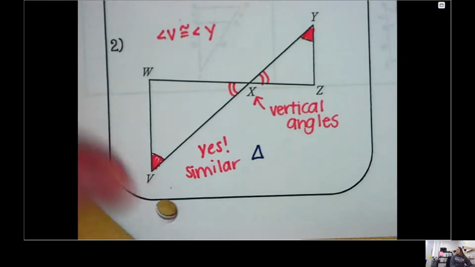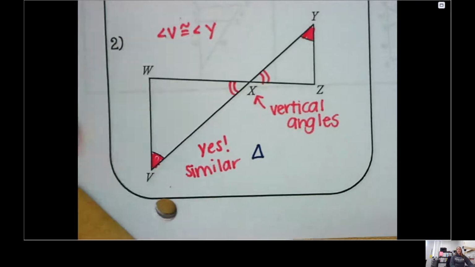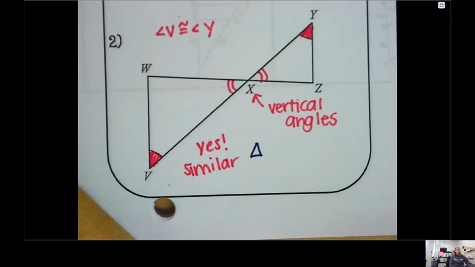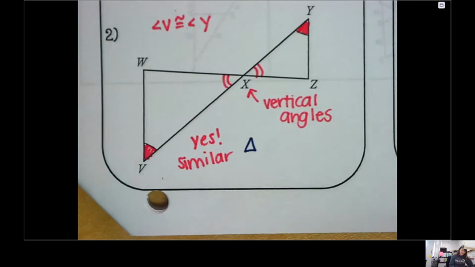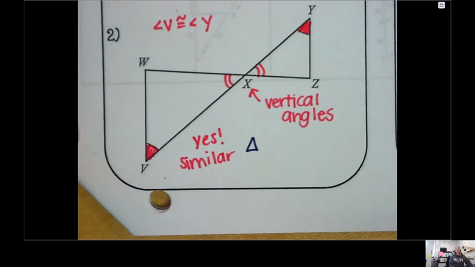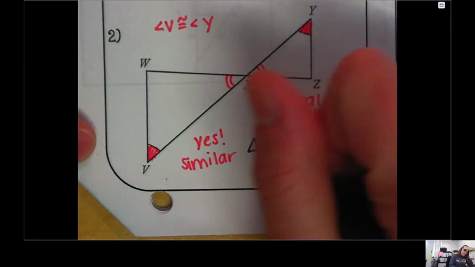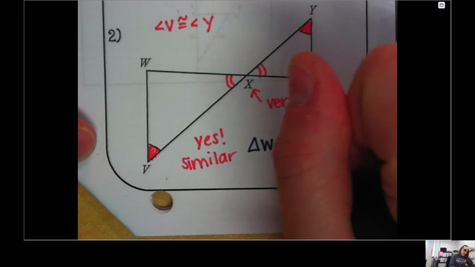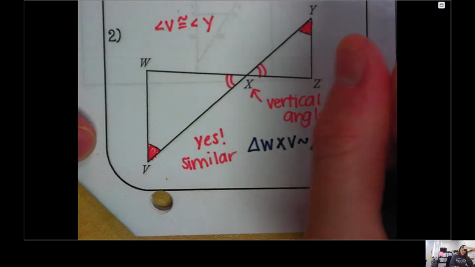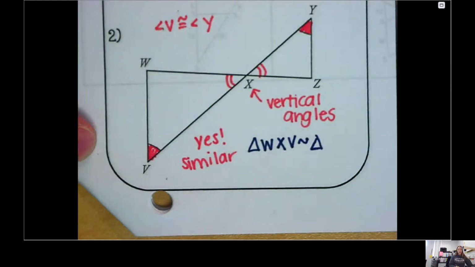I'm going to call on someone who hasn't said anything yet. Aiden, thanks for not making eye contact. Why don't you give it a try? I said, can you write the congruency statement for me? Yes, you can. So name the triangle on the left, any order you want. W, X, V. And now Aiden, please name the second one in the same order.